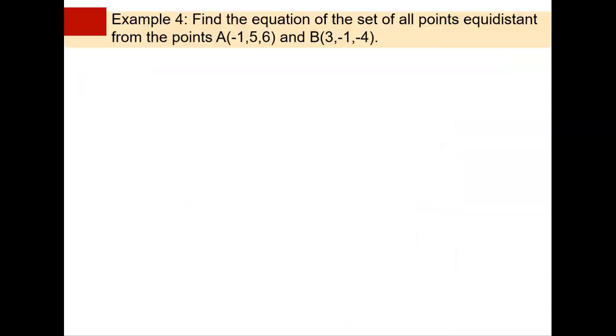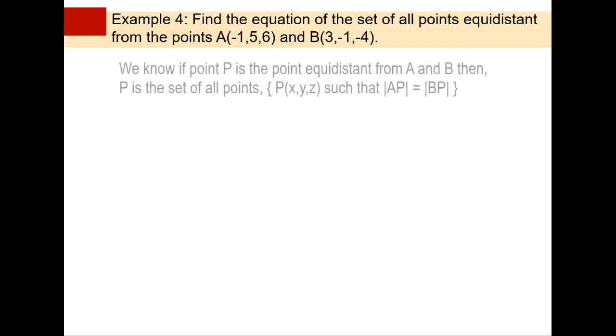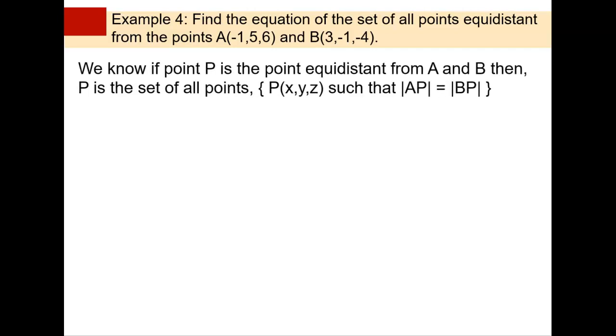Example 4. Find the equation of the set of all points equidistant from the points A and B given here. In other words, we want to know the equation of all those points that are going to be right down the middle of points A and B. So we know if point P is a point equidistant from A and B, then P is the set of all points such that the distance between A and P and B and P will be equal to each other.